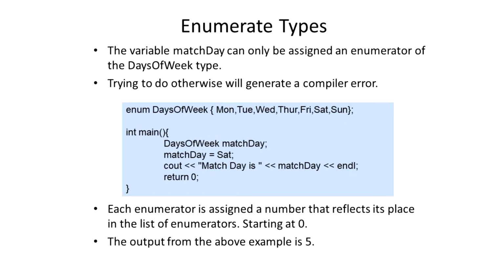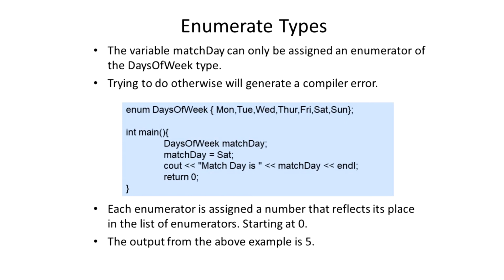In the main function here, we've created a variable of the days of the week enumerate type called matchday. We've given it, in the next line, the value of sat, and then when we pass that to the cout stream, we don't actually see the word sat, we see the integer value which is assigned. And remember, these are going to be numbered from 0 to 6, as we said earlier, even though we haven't actually assigned them. Those are the default values assigned by the compiler. So we see the integer value of 5 printed to the screen.